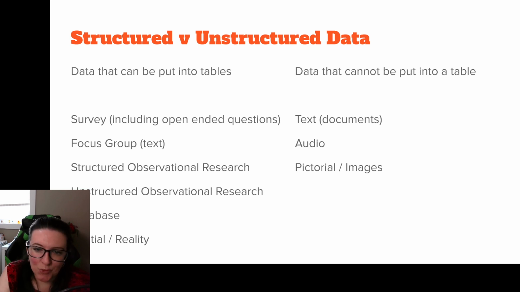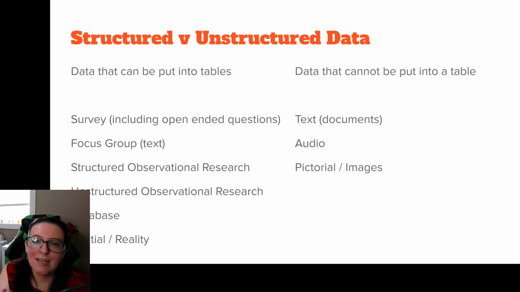So text, if we are looking at documents, that's going to be unstructured data. It doesn't fit nicely into a table. Audio data, images, right, don't fit nicely into a spreadsheet. Think, can I put it into Excel? Whereas the other types of data we've been talking about, even the unstructured observational research, we can put into a table.